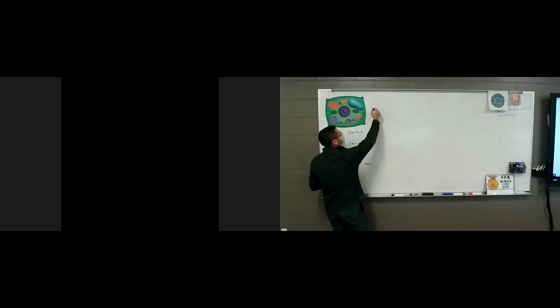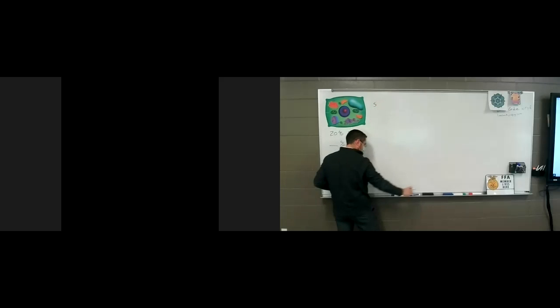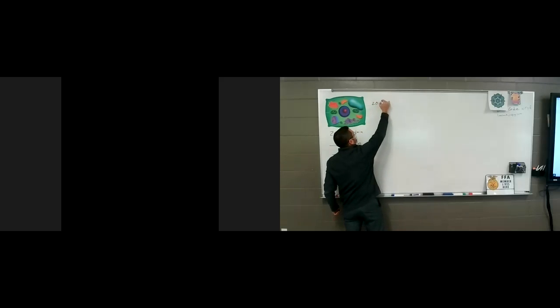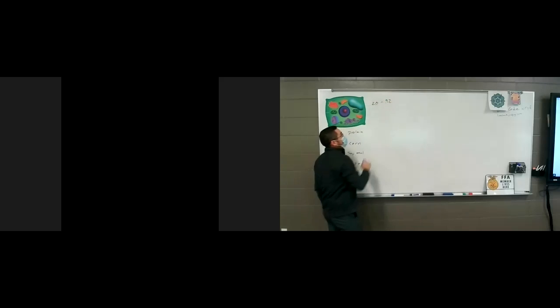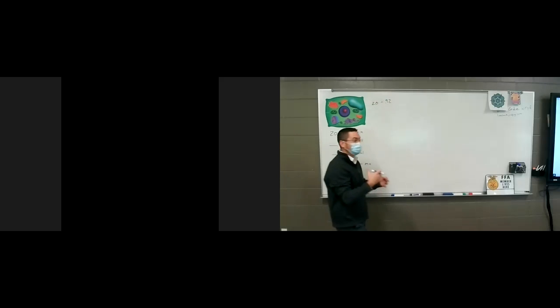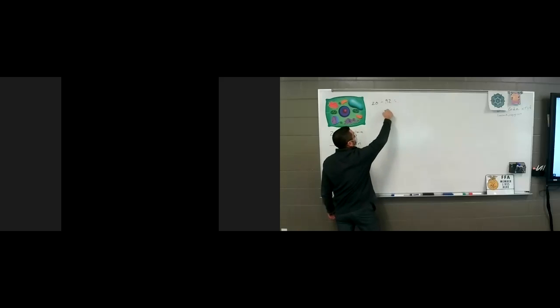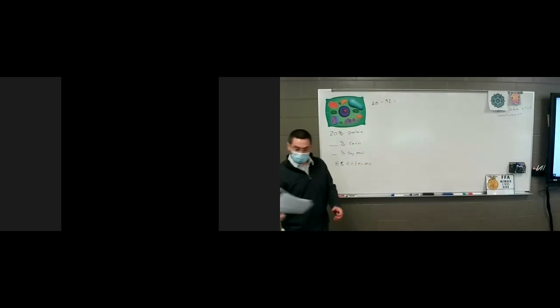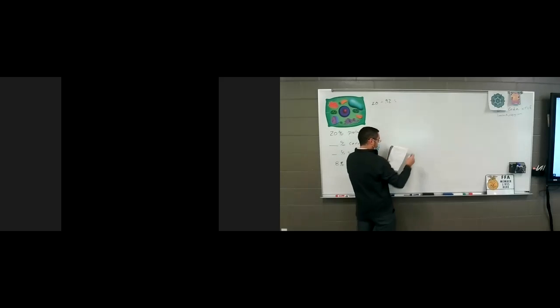Okay. So as we get started, we first need to figure out our protein requirement. So what we need to do is this. We need to take 20%. We're dividing it by 92% because that's the percent of our diet that actually has protein in it. So 20 divided by 0.92 is 21.74.